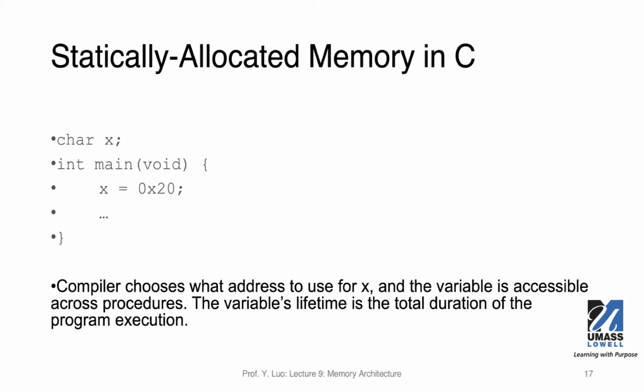What we see in this example is that we have one variable, x, and it's declared outside the function, in fact outside the main function. It's a so-called global variable in C programming. In this case, the compiler will choose what address to use for x. Because it's declared outside the functions, this variable is accessible across all the functions, all the procedures. This variable's lifetime is the total duration of the program execution. So that's what we call statically allocated memory in C.